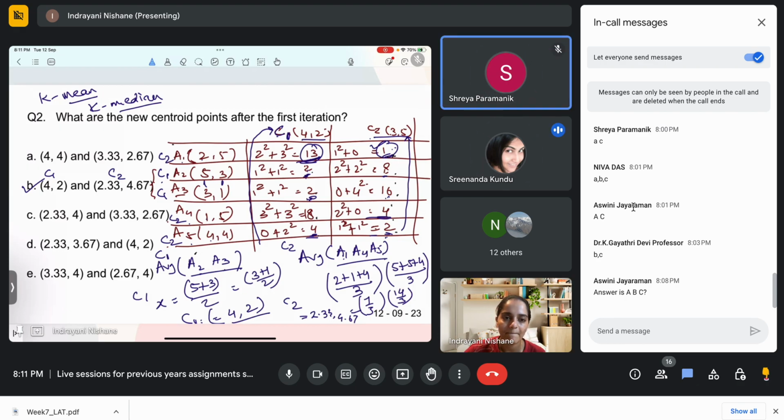Ma'am, is there negative marking in the exam? Sorry, do we have negative marking in the exam? No. As far as I know, NPTEL doesn't have negative marking. Don't worry.